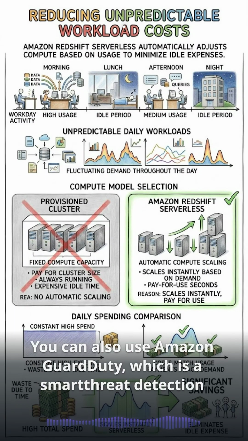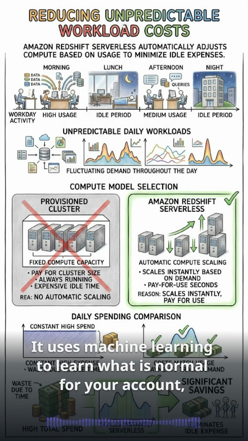You can also use Amazon GuardDuty, which is a smart threat detection service for your entire AWS environment. GuardDuty looks for suspicious activity, like a computer trying to communicate with a known hacker site or server. It uses machine learning to learn what is normal for your account and flags anything that looks strange.